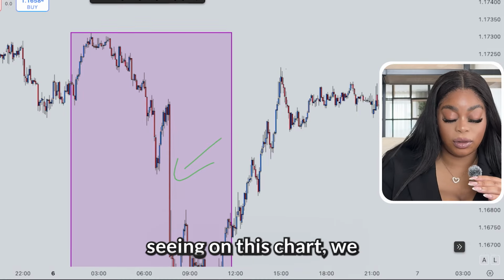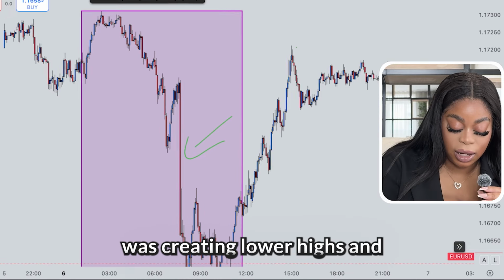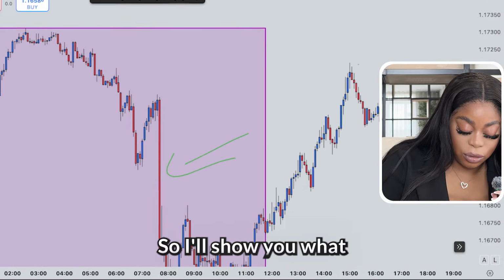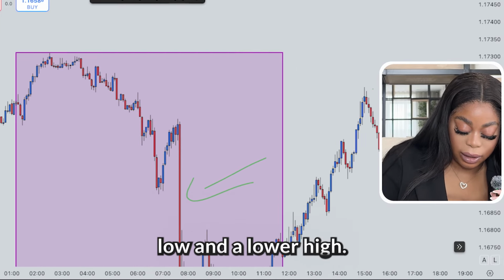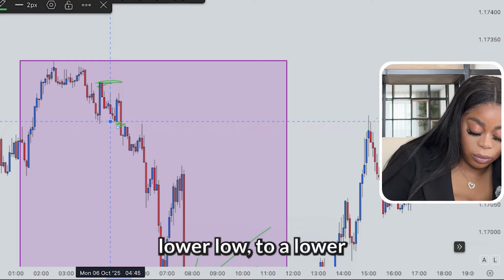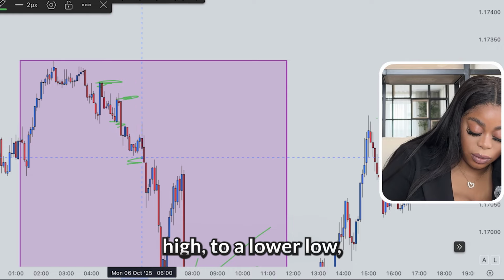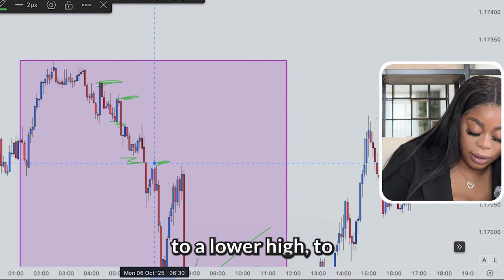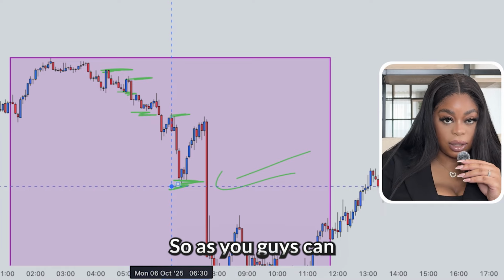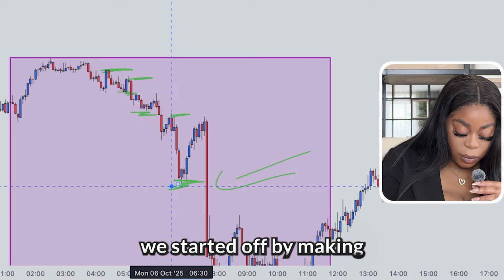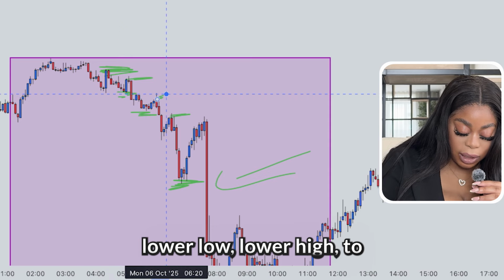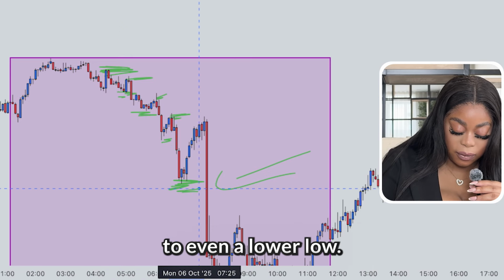From what we are seeing on this chart, the market was creating lower highs and lower lows. I'll show you what I mean by a lower low and a lower high. This is a lower high, then we created a lower low, a lower high, a lower low, a lower high, and an even lower low. I'm going to do that again. As you can see in the charts here, we started off by making a lower high to a lower low, lower high to a lower low, lower high to an even lower low.